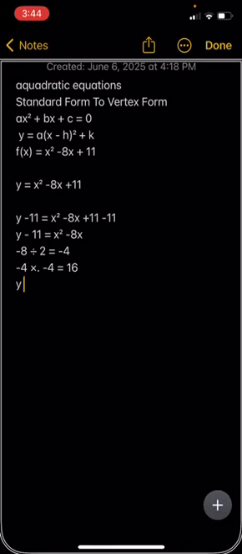So we do y minus 11 plus 16. That will be equal to x squared minus 8x plus 16. Simplifying the left side, if we add negative 11 to positive 16, what do we get? Positive 5. So we have y plus 5 equal to x squared minus 8x plus 16.